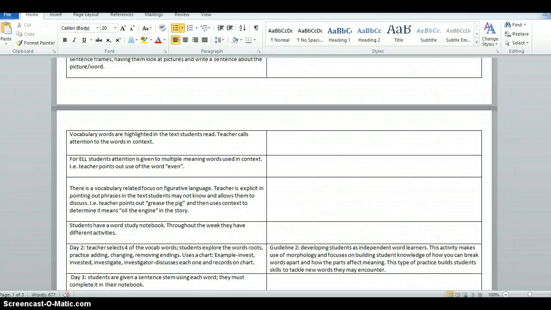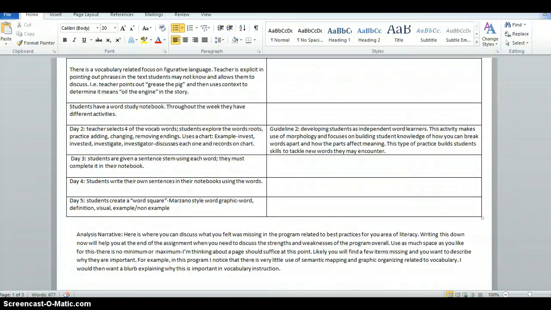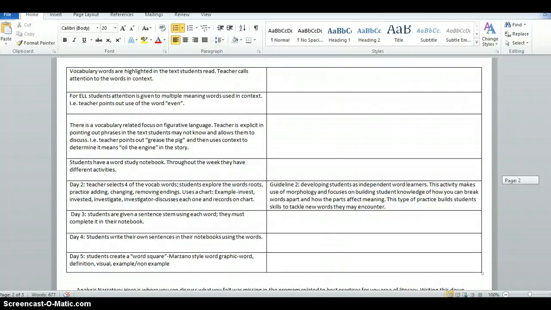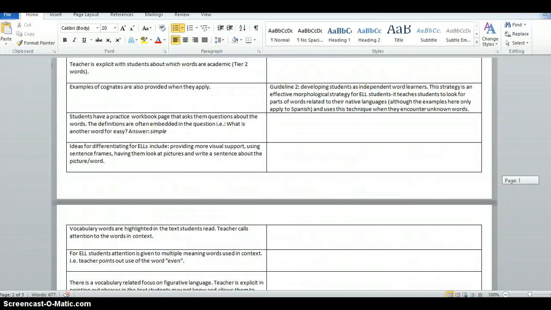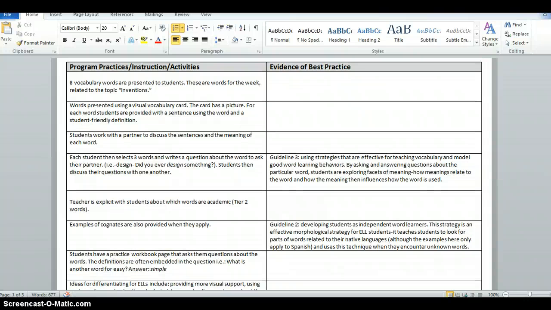So you'll see I have some other practices that I went. I talked about the figurative language practice that they did, but then I went here and I described what they did on day 2, what they did on day 3, 4, and 5. So really you want to look at your program for everything related to the vocabulary instruction if you are focused on vocabulary. So let's say I was now done with laying out how the vocabulary instruction is delivered.